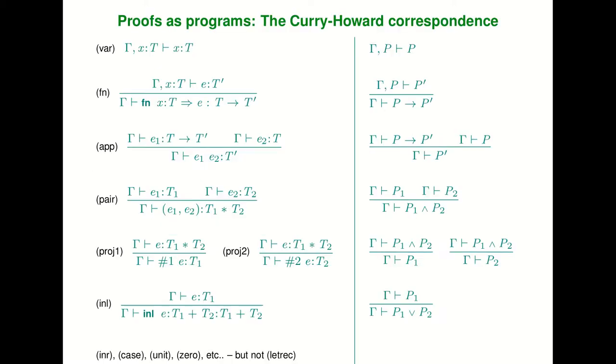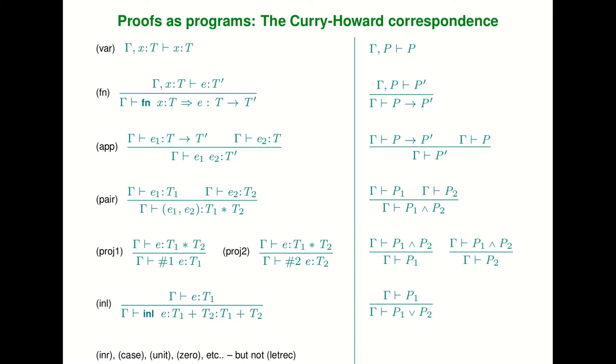That's really quite interesting. And this correspondence extends to all of the type formers. For pairs, if you have something of type T1 and something of type T2, you can form a pair of type T1 × T2. To prove a conjunction P1 and P2, if you can prove P1 and you can prove P2, then you can prove P1 and P2. And if you know that P1 and P2 holds, you can conclude P1 holds, and you are also allowed to conclude that P2 holds.